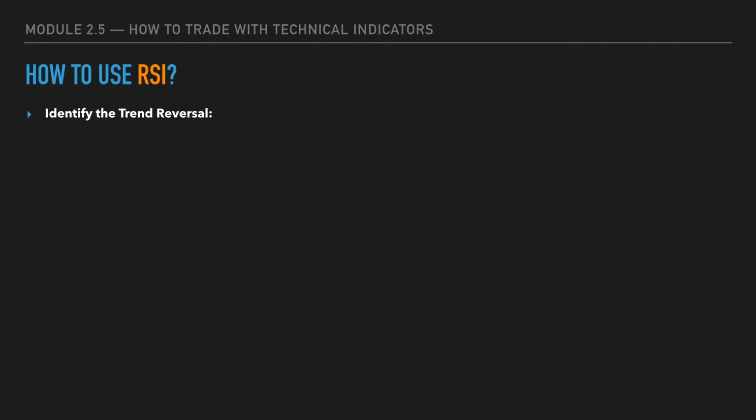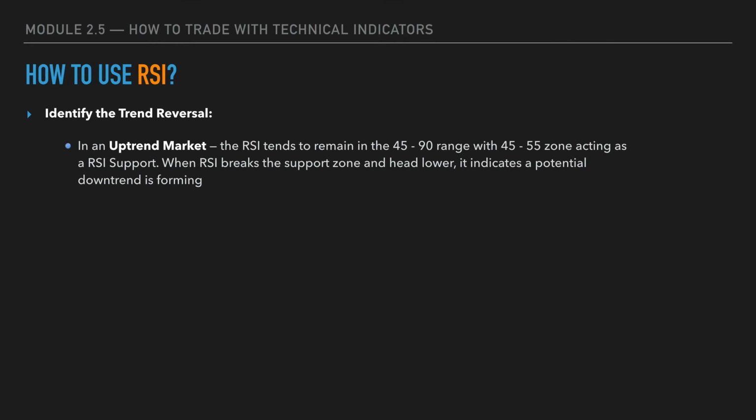Second, we can also use RSI to identify the trend reversal. When the market is in an uptrend, the RSI tends to remain in the 45 to 90 range with the 45 to 55 zone acting as an RSI support level. When RSI breaks this support zone and then heads lower, it indicates a potential short-term downtrend is forming.